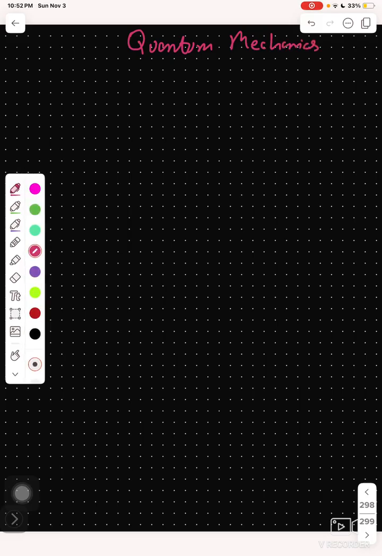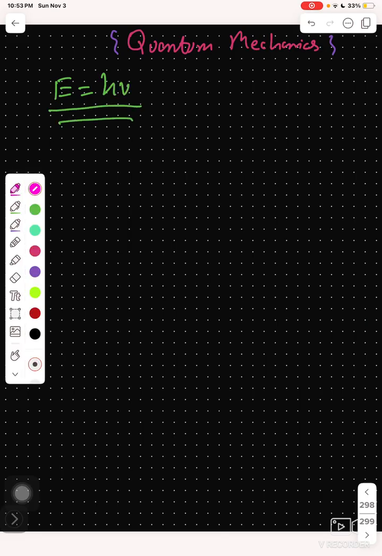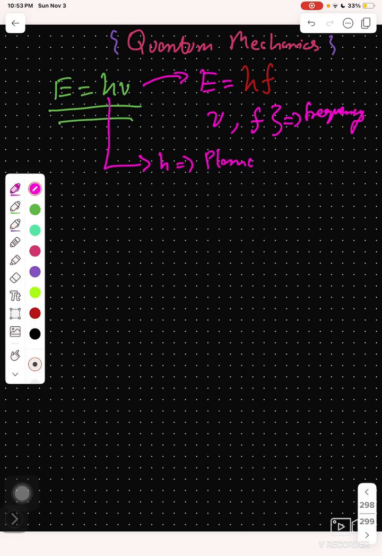Let's talk about the one and only equation E equals hv, our famous equation, which can also be written as E equals hf, where writing v or f doesn't matter because they both equal frequency. And h here is Planck's constant.